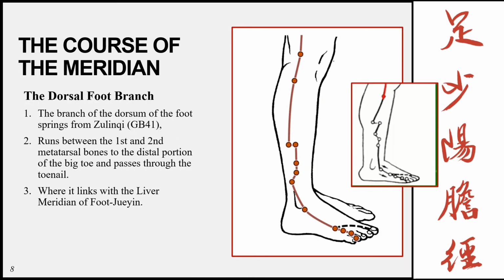The second branch is called the dorsal foot branch, and this branch runs from the dorsum of the foot. So it runs at the dorsum of the foot over here. It splits off from the main meridian at GB41 Zulinqi and runs along the first and second toe instead of the fourth toe, and runs to the distal portion of the big toe and passes through the toenail. Here is where it links with the liver meridian of the foot Jueyin. And this is the red dotted line on the image.